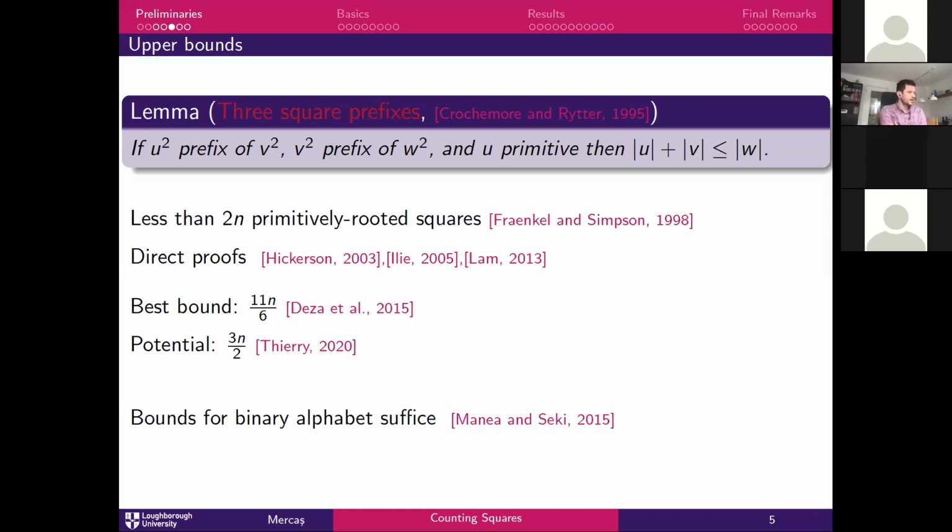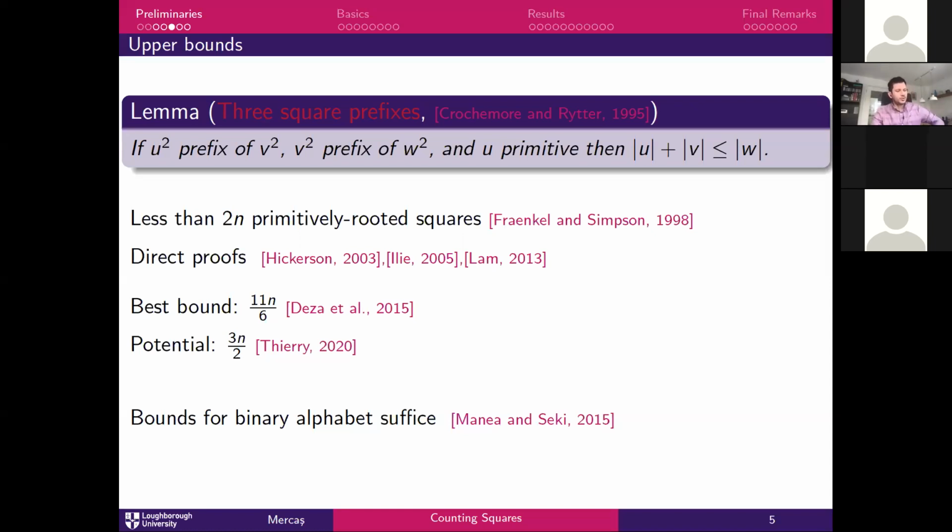A result by Mana and Seki in 2015 proved something really nice. Namely, if you're trying to count distinct squares, it is enough to do it on a binary alphabet. That is, you will not get the shortest word having a maximum number of distinct squares on a binary alphabet. But if you are able to get a ratio of the number of squares with respect to the length of the word on any alphabet size, then you can also get the same ratio on a binary alphabet. And their construction is constructive. So they do this constructively.